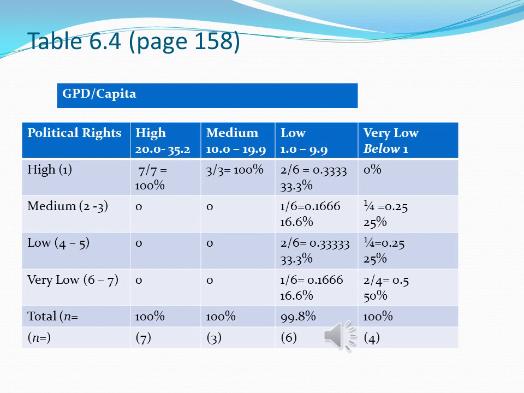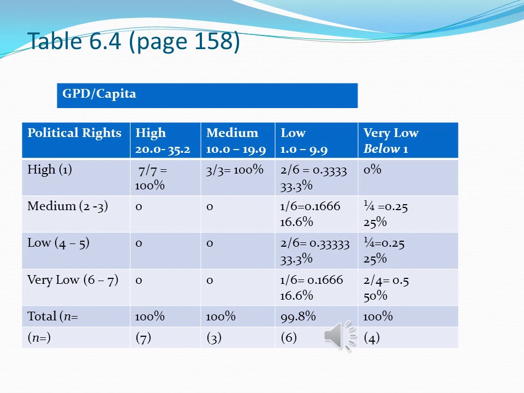The medium is, there was 1 frequency for the medium underneath the low column, low as in 1.0 to 9.9. That would be 1 divided by 6. 6 is the column total, which comes to 0.1666. That's rounded to 16.6%. The next row under this column is low, 4 to 5. The frequency for that is 2.